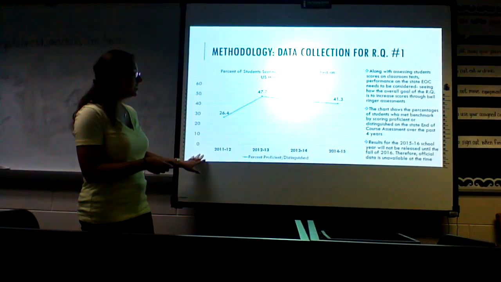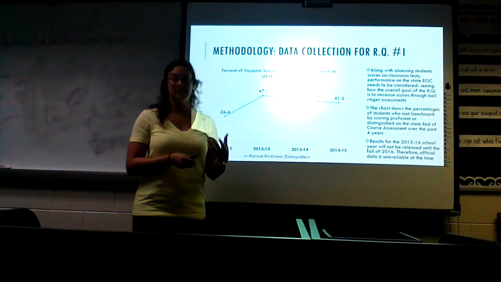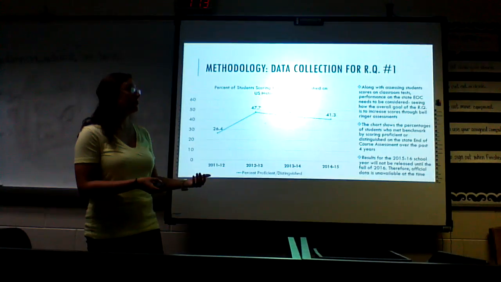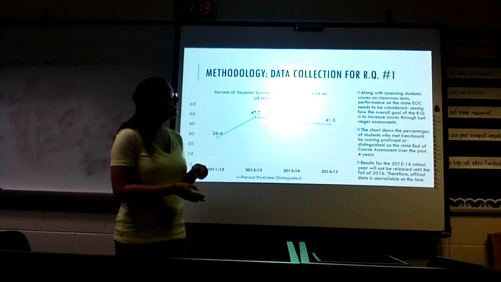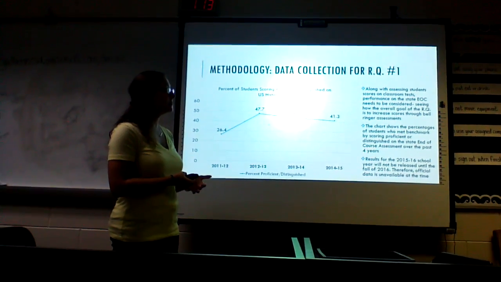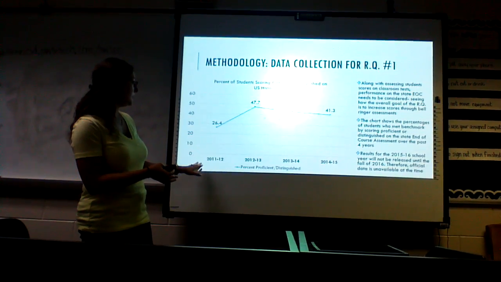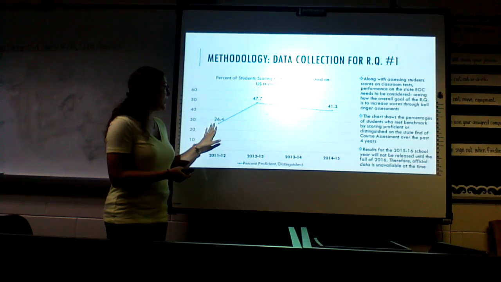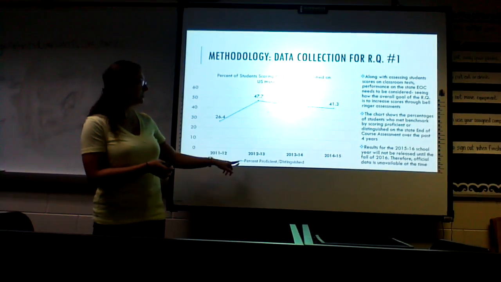So, right here is data from the past 4 years of how many students have scored proficient and distinguished on the EOC. It says, along with assessing students' scores on classroom tests, performance on the EOC needs to be considered. So overall here, we see that in the very first year that the EOC was implemented, we had about 26.4% of students that scored proficient and distinguished.